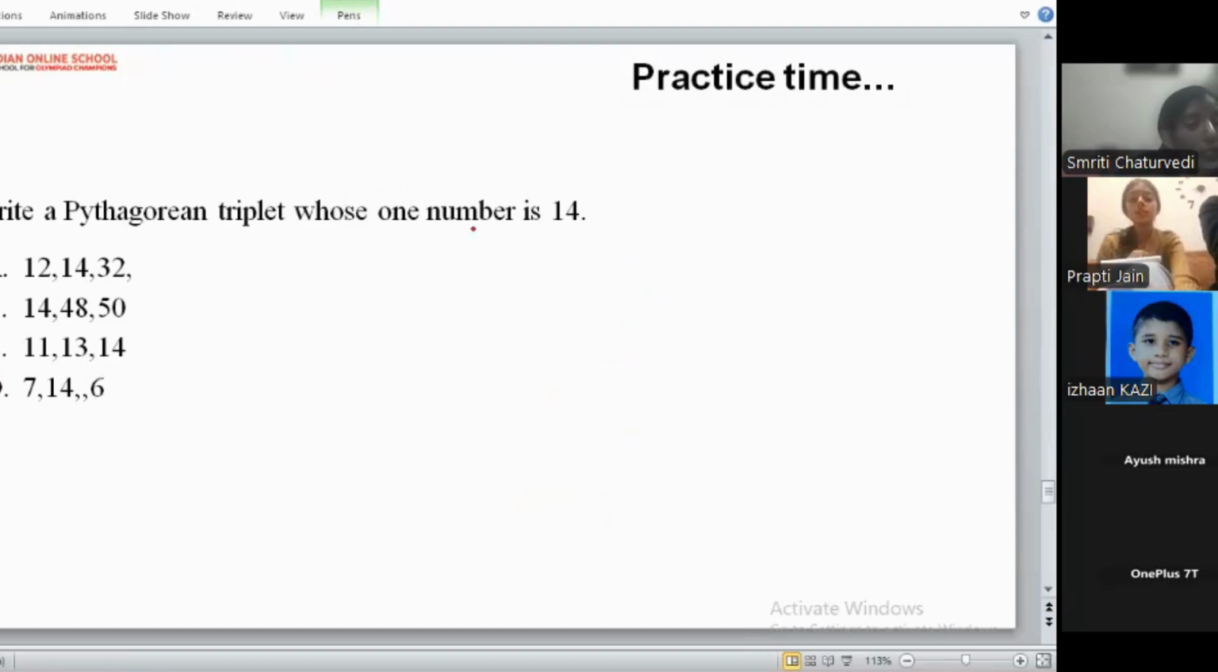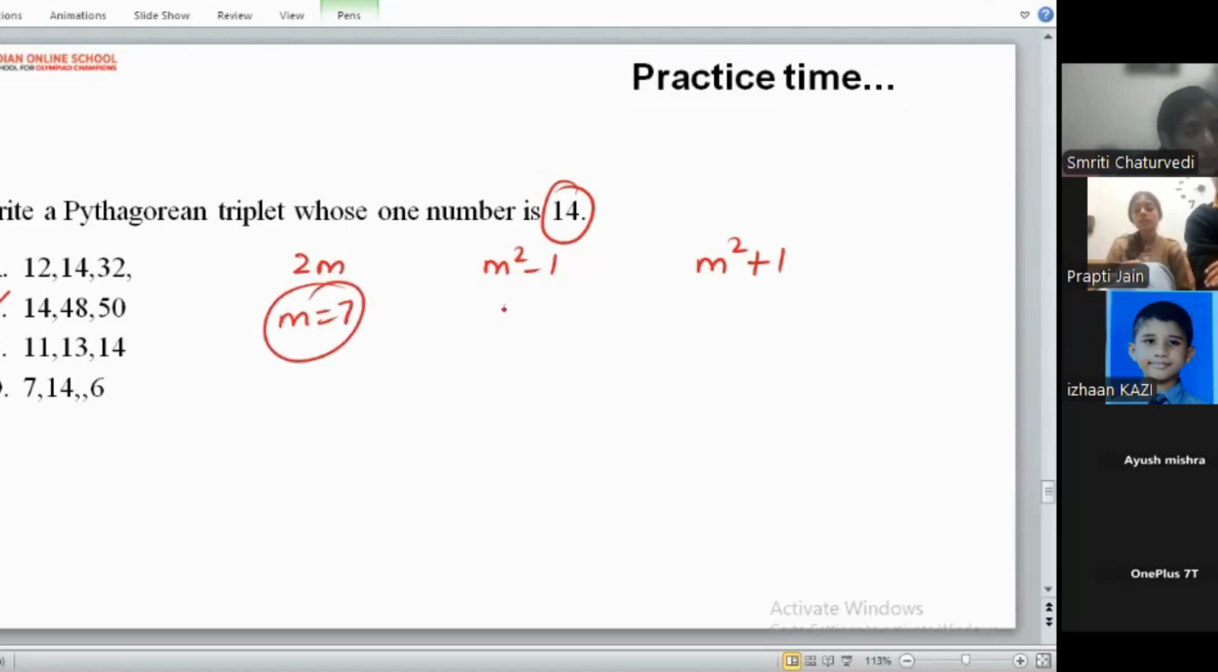Write a Pythagorean triplet whose one number is 14. Do it quickly. 2m, m square minus 1, m square plus 1. These are the three members. Ma'am, option B. Okay, so 2m, the value of m we are going to get as 7 only. 7 square, which is 49. 49 minus 1, 48. 49 plus 1, which is 50. And option B is absolutely a correct answer. Very good, very good.